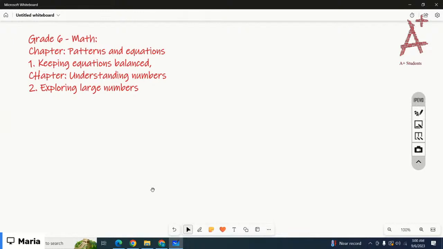We are here for grade 6 math. So we're working on the book Math Makes Sense grade 6. We're working on chapter 1, patterns and equations. The lesson we're going to cover from the chapter is keeping equations balanced. Then we'll start the new chapter, understanding numbers, and the lesson we're going to cover is exploring large numbers. So let's just start with the first lesson.